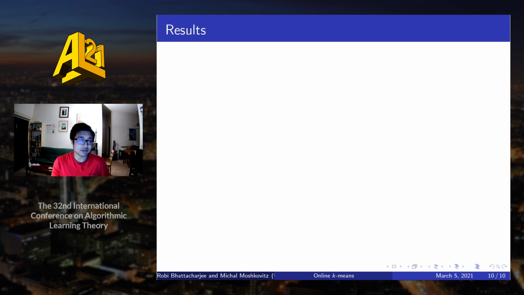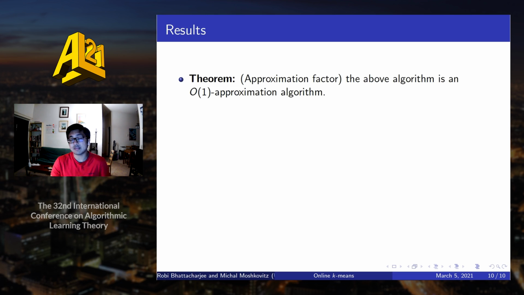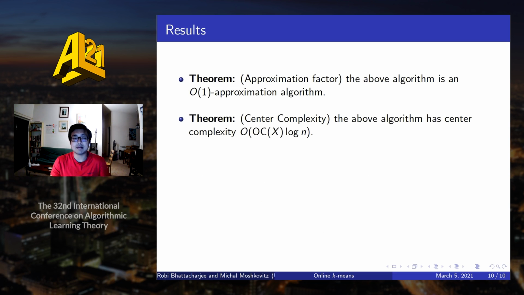It turns out this algorithm suffices. Basically, this algorithm is an O of 1 approximation algorithm, and it has center complexity OC of x times log n when k equals 2. When k is larger than 2, there's a factor of k also in the center complexity. For the detailed statements of the general results, please consult the paper.